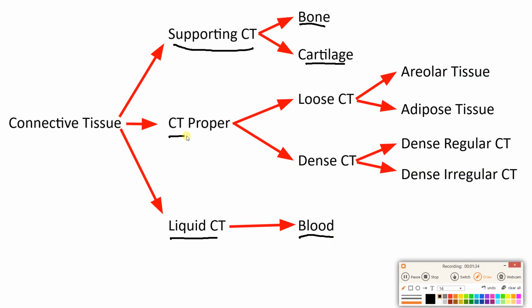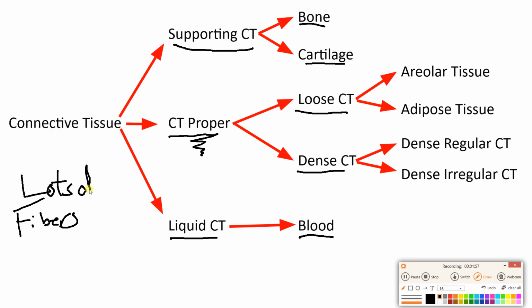And then there's connective tissue proper. Connective tissue proper is actually divided into two types, loose and dense. Now this distinction is dependent on the fibers. One of the things that characterizes connective tissues in general is that they have lots of fibers. The fibers can either be packed together really tightly, in which case it's dense connective tissue, or the fibers can be packed together loosely, and that's loose connective tissue.